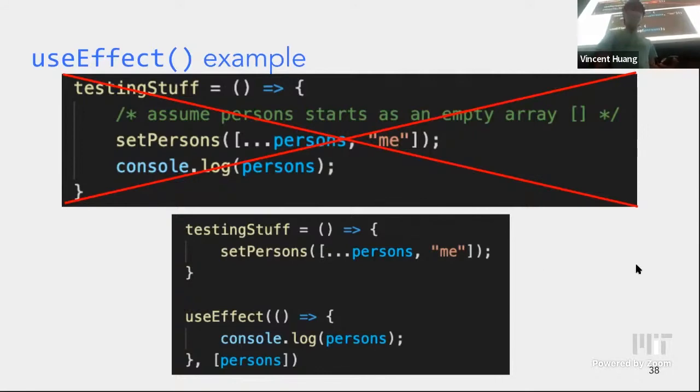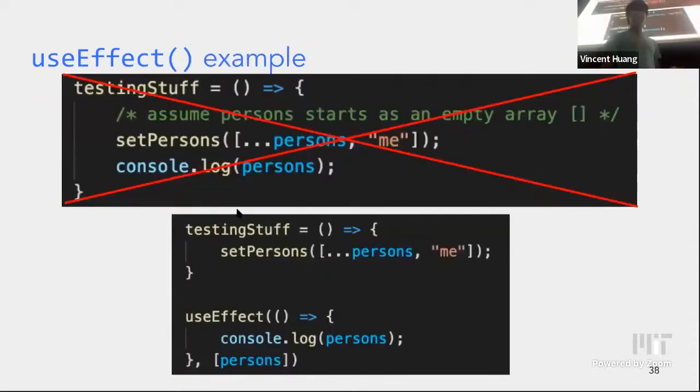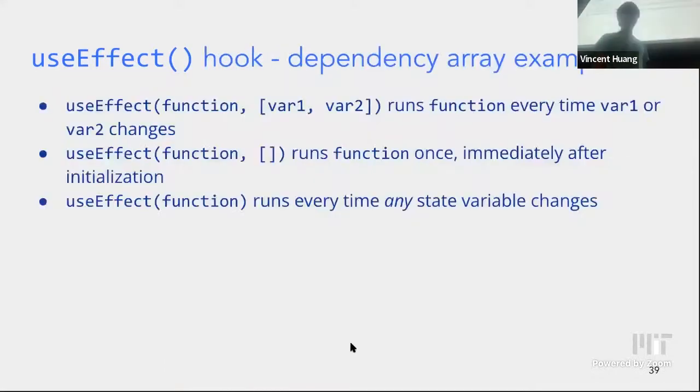Some other examples of use cases for useEffect. We're going to talk about different examples of dependency arrays you can pass in. Here, every time persons changes, we print persons. But instead of waiting for one variable to change, you may want two variables. Here we want to run this function every time variable 1 changes or variable 2 changes. It's either of them, not both.